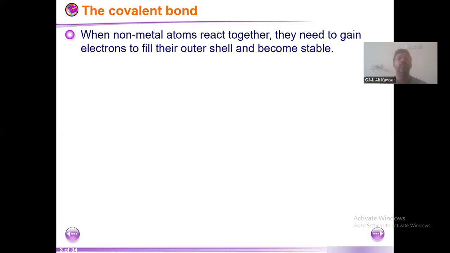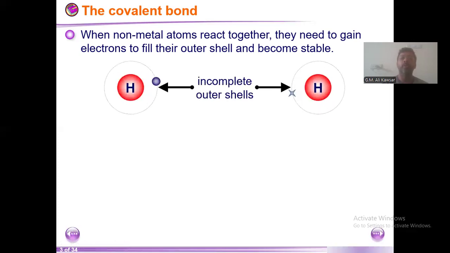types. One is ionic bonding, which I have already discussed in my previous slides. And today I'm going to discuss covalent bonding. And hopefully, covalent bonding will require two classes. And this is my first class on covalent bonding. Actually, the bonding occurs whenever atoms don't have a complete outermost shell.